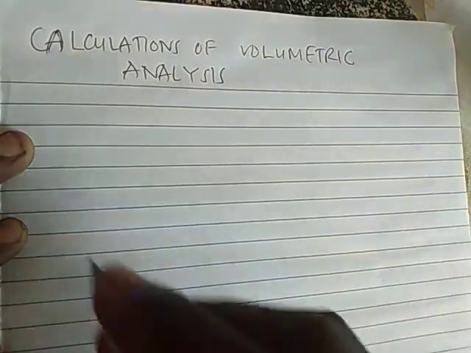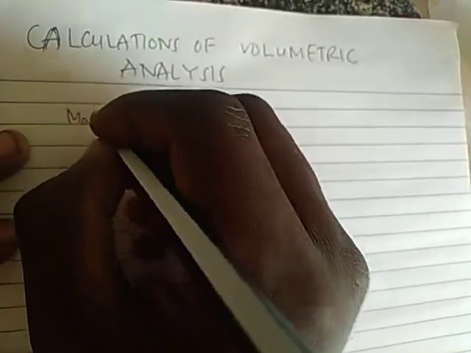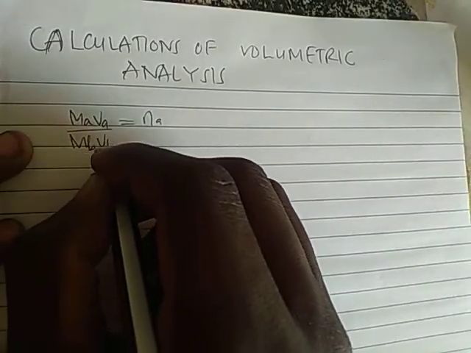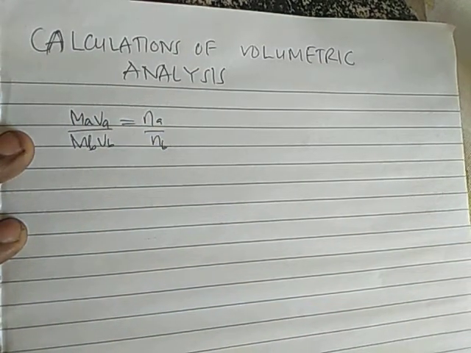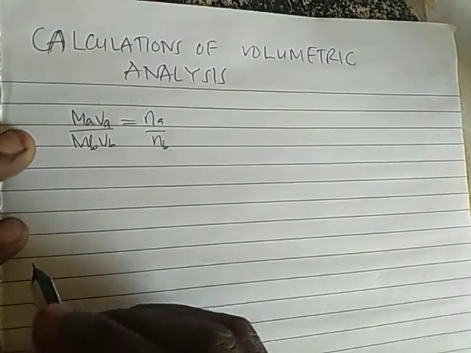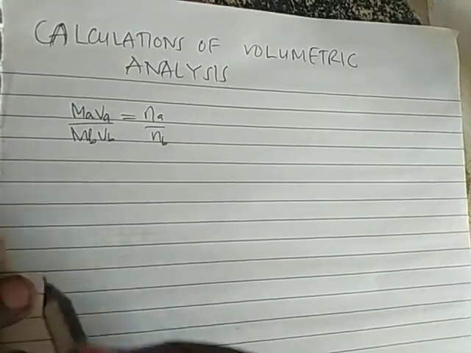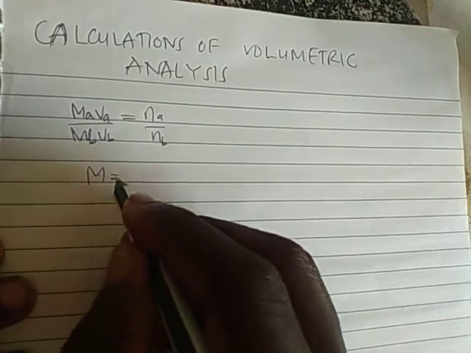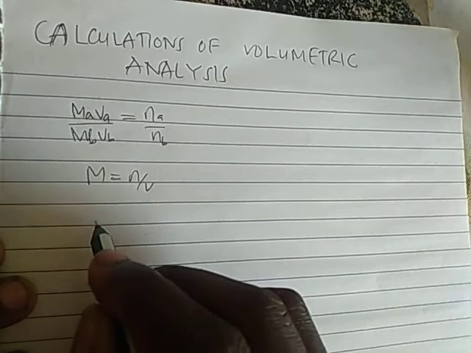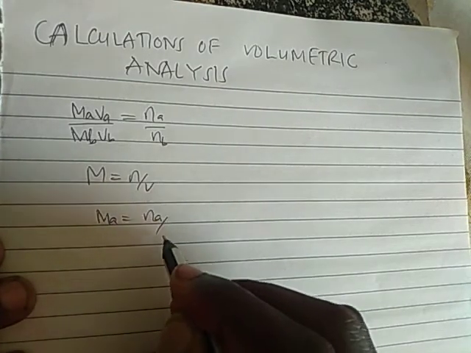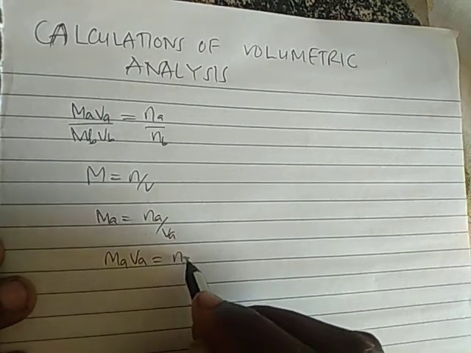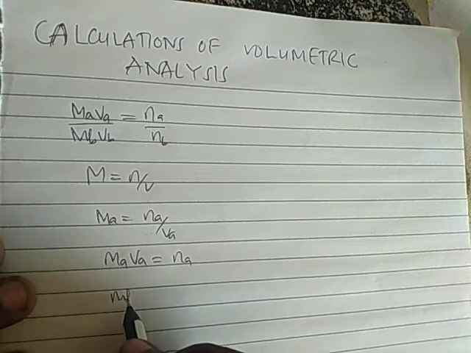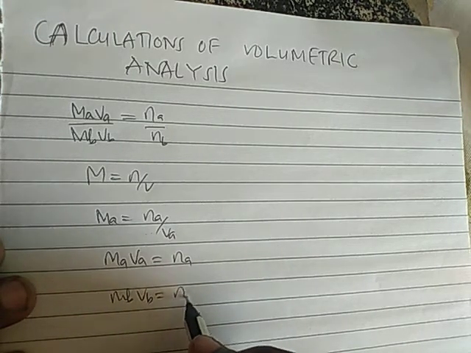If you remember, we said the molarity of acid times volume of acid, which is the number of moles of acid, divided by molarity of base times volume of base, the number of moles of base. Now, the origin of this formula is the formula of molarity. We said molarity is equal to number of moles divided by volume. So molarity of acid is number of moles of acid divided by volume of acid, which means molarity of acid times volume of acid equals number of moles of acid. And molarity of base times volume of base is equal to number of moles of base.